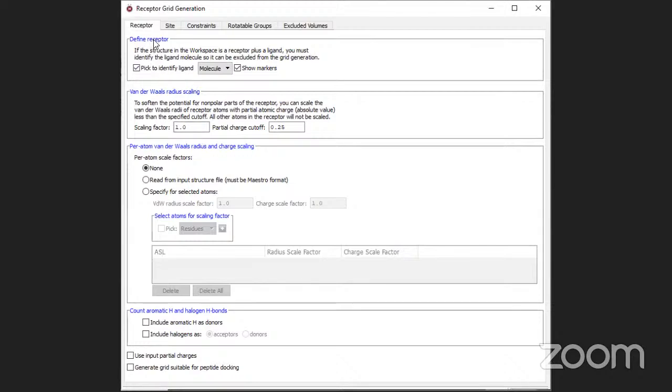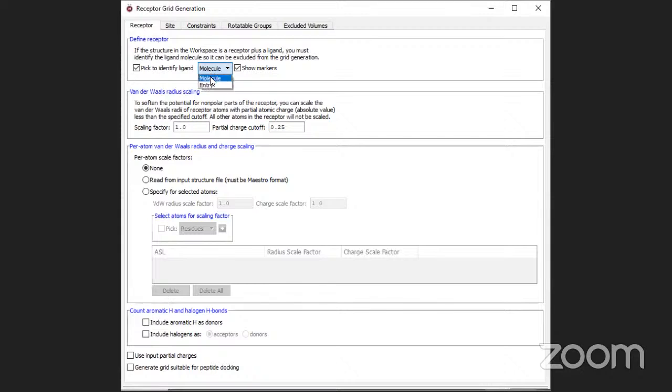Suppose any co-crystallized ligand or bound drug molecule is there in that protein, we can utilize that co-crystallized ligand or bound drug for identification of the active site. Right here you can see pick to identify ligand. That means whatever protein we have prepared in the first step, we need to import into the workspace. Then we need to pick the molecule, like the co-crystallized ligand molecule which is present in that protein.